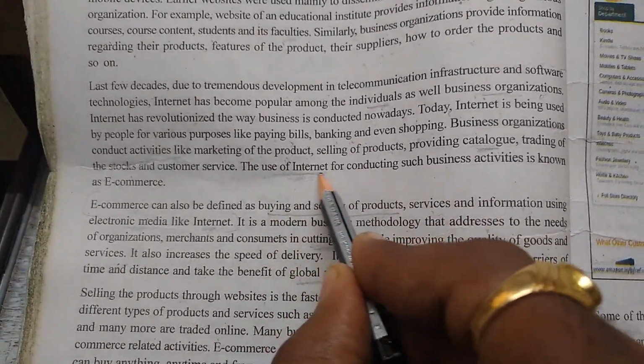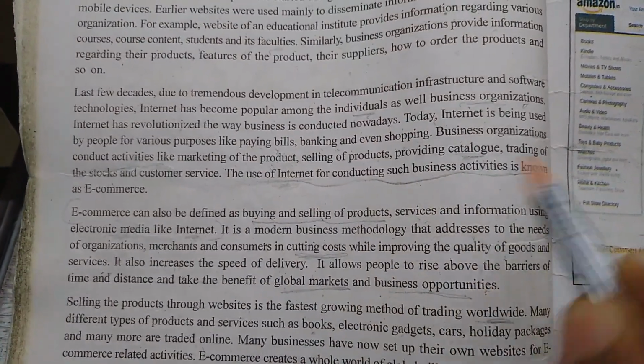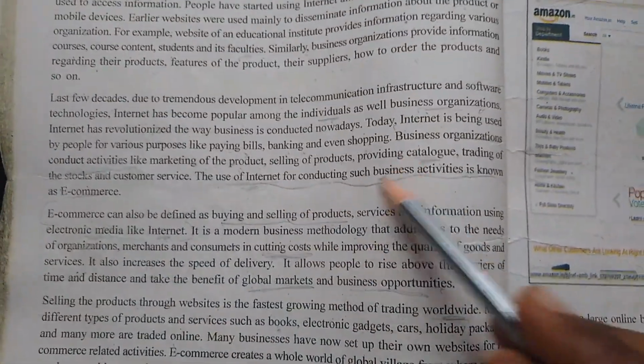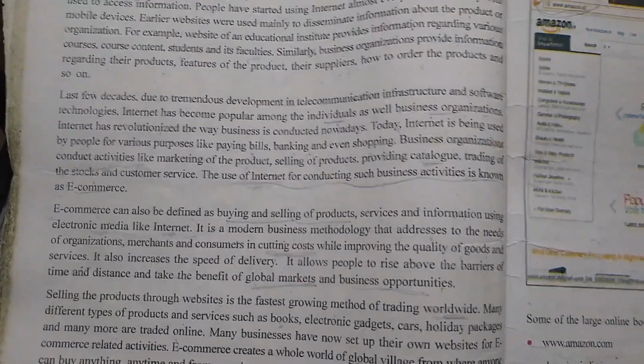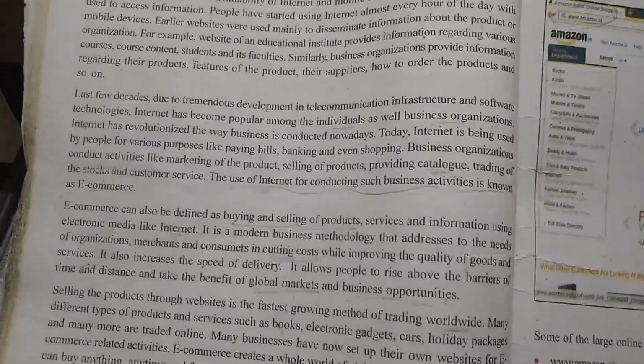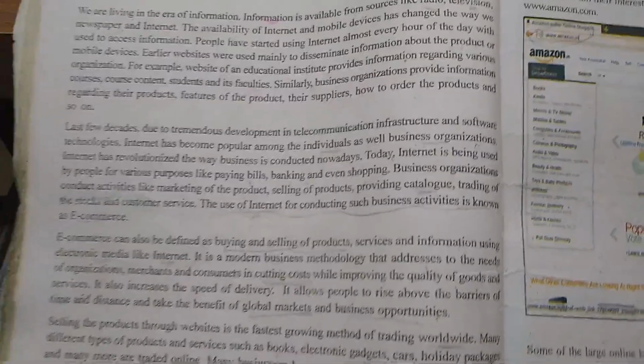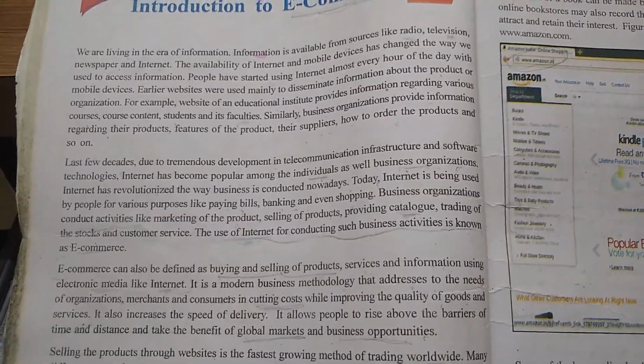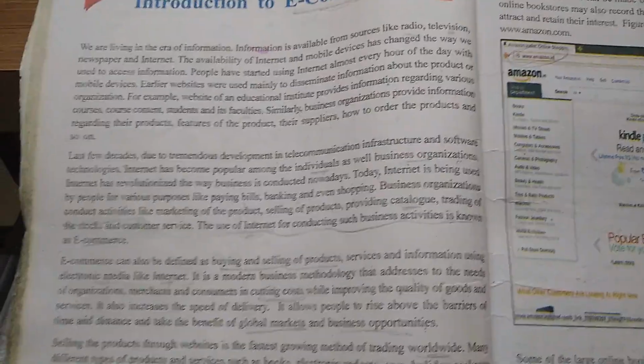Underline this important sentence, already asked in board exams a number of times: whenever we use the internet for conducting business-related activity, that particular context is known as e-commerce. So this is the introductory part of today's lecture.